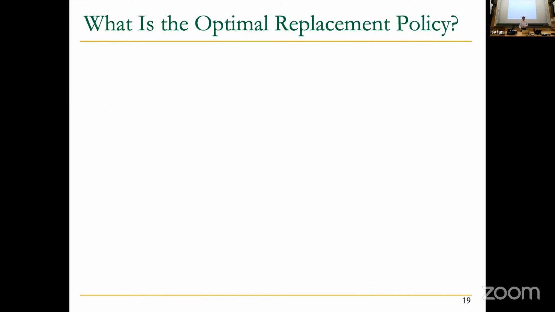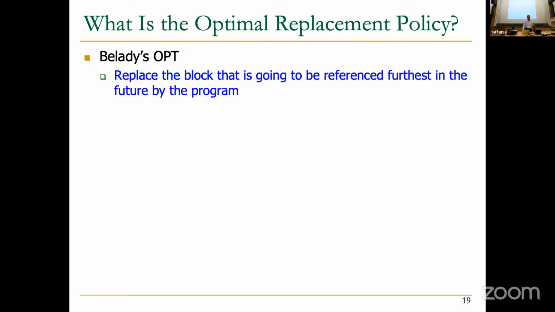Okay, any questions? Okay, let's talk about the optimal replacement policy because this is an interesting question in general. And this was well defined for miss rate, if you will. There is this thing called Belady's OPT policy. And the idea is to replace the block that is going to be referenced furthest into the future by the program. That sounds great, right? The question is, how do you actually know this? Knowing this is the problem.